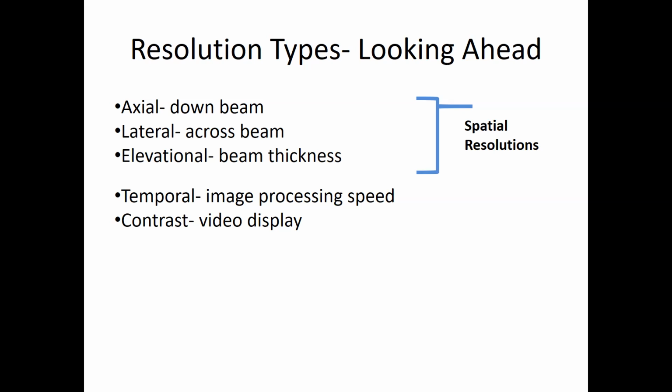And then we have one that we'll talk about again next quarter called contrast resolution. That's basically the numeric values of grayscale. So how good am I at distinguishing 2 structures as separate based on their grayscale? So let's review again. Axial: how good am I at distinguishing 2 structures as separate down my beam? Lateral, across my beam. Elevational, front to back of my beam. Temporal, based on time. And then contrast based on grayscale. So how are we at distinguishing 2 structures as separate based on all these factors?